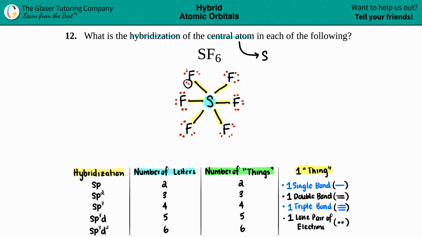Notice how I don't include any of these lone pairs because those are not on sulfur. They're on the fluorines. So, for your sulfur, you got 6 things going on here. So 6 things, 6 letters. That's sp3d2. And there is your final answer. So let's just box that off. So that's your hybridization of sulfur, aka the central atom. Color it in nice and call it a video.